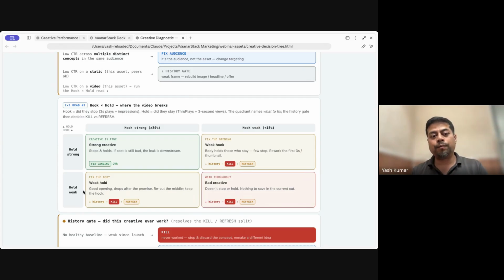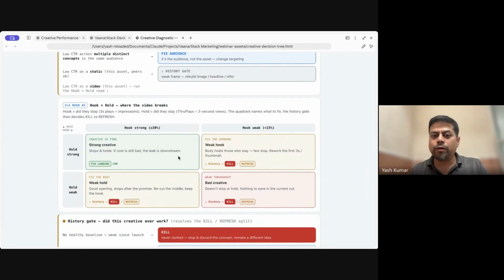If the hold rate is weak and hook rate is strong, then it is a good opening, right? But it is not delivering the profits. Again, based on history, you might want to refresh it or kill the concept. When we say kill, it is about the concept, and refresh is more about the angle, right? Within the same concept, you can have different angles. And if it is bad throughout, then again the history gate will tell you kill or refresh, but you cannot take any inference from the current cut because both the aspects are bad, right?